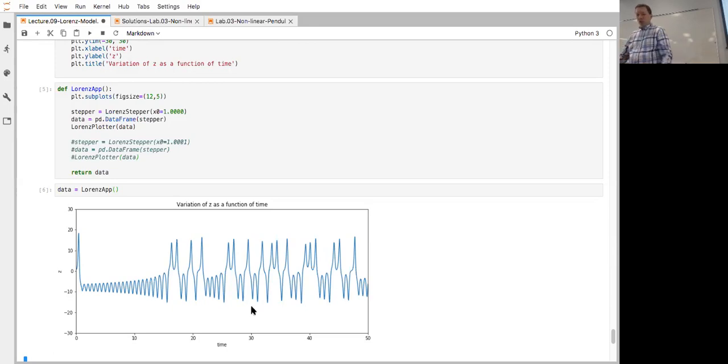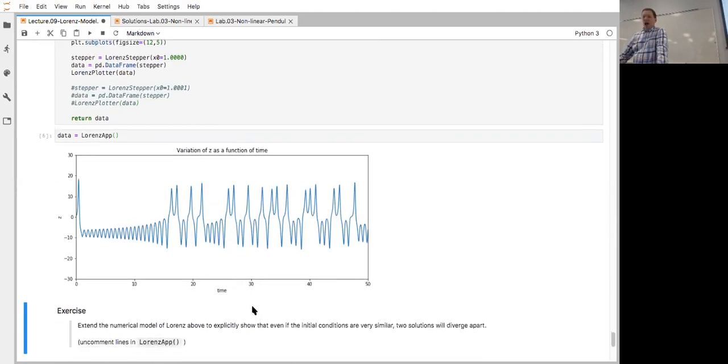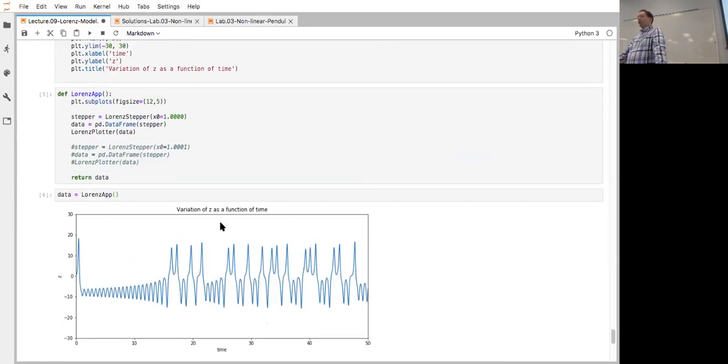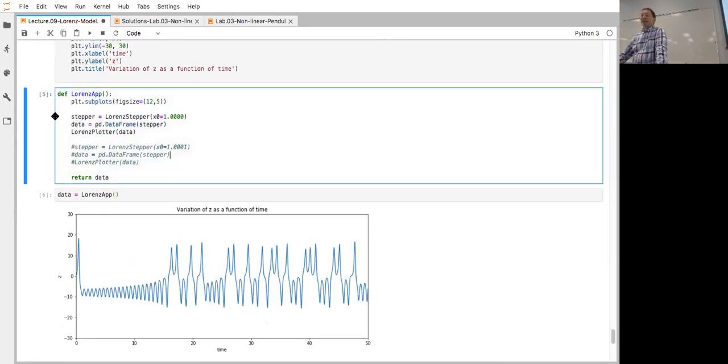And here's what I want you to do, an exercise. I want you to modify that code so that even if the initial conditions are very similar, you show that the two solutions would depart. And this is really, really easy. I've done this for you. All we are doing is having the same code, and rather than having the initial condition being 1, 0, 0 for the three values, it'll be 1.0001, y equals 0, z equals 0. So that's one small change.